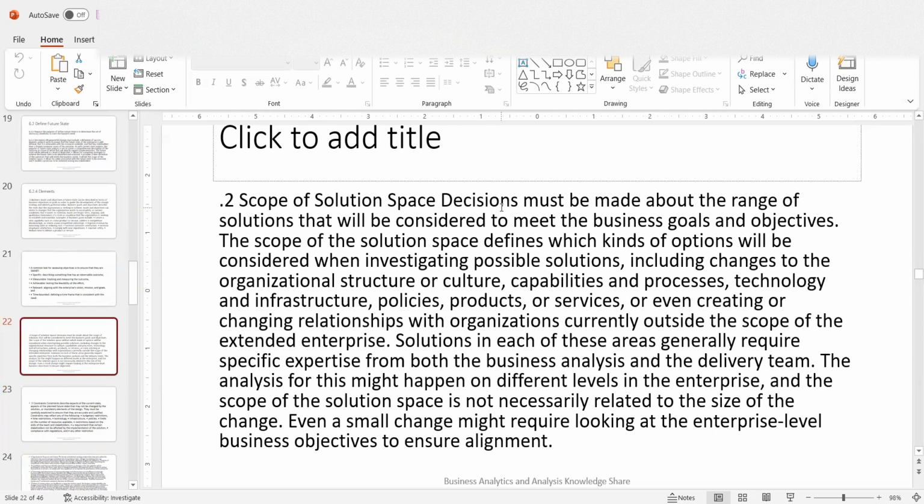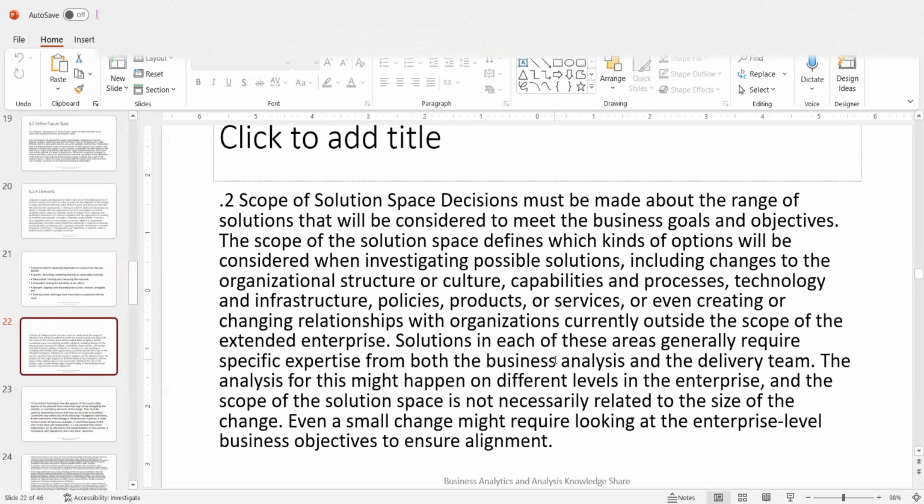The scope of solutions-based decisions is a second element. Decisions must be made about the range of solutions that will be considered to meet the business goals and objectives. The scope of the solution space defines which kinds of options will be considered when investigating possible solutions, including changes to the organizational structure or culture, capabilities and processes, technology and infrastructure, policies, products or services, or even creating or changing relationships with organizations currently outside the scope of the extended enterprise.